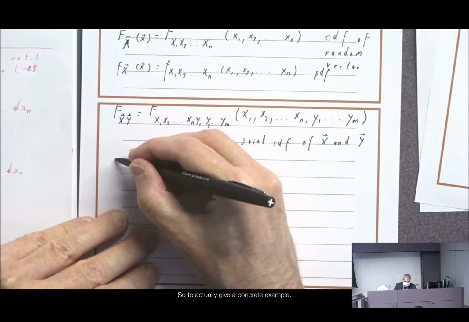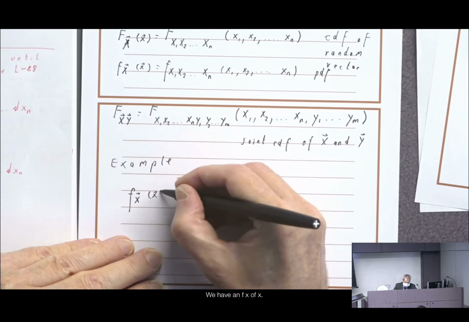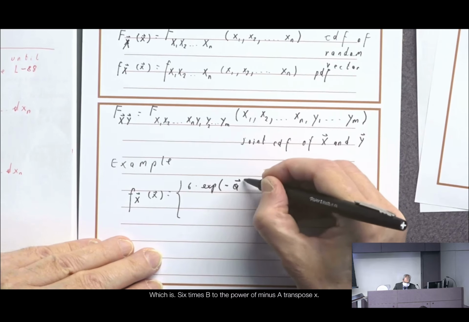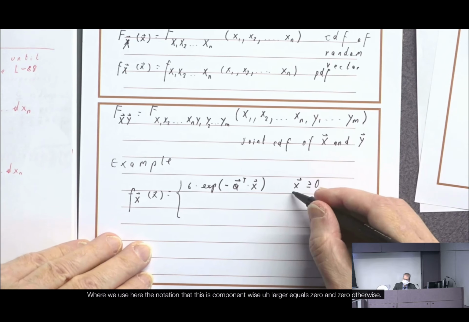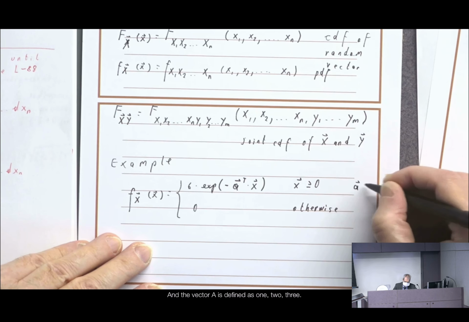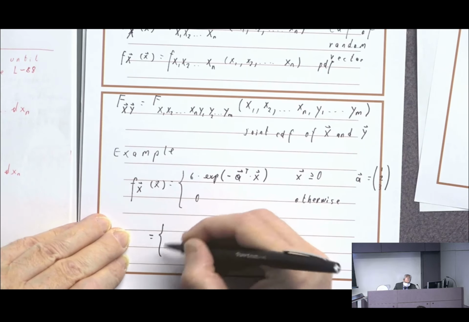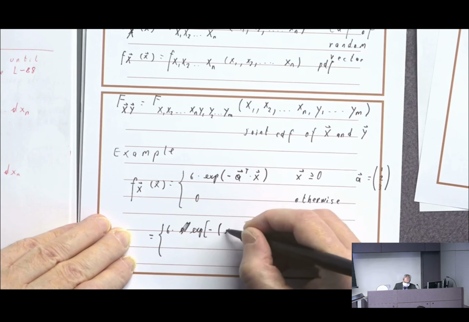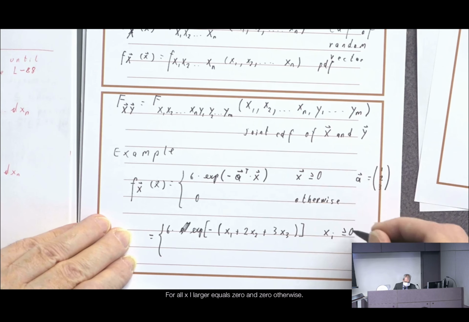So to actually give a concrete example, we have an f_X of x, which is 6 times e to the power of minus a transpose x for x larger or equal to 0, where we use here the notation that this is component-wise larger or equal to 0, and 0 otherwise. And the vector a is defined as (1, 2, 3). And so this is again just nomenclature for 6 times e to the power of minus (x1 plus 2x2 plus 3x3) for all xi larger or equal to 0, and 0 otherwise.